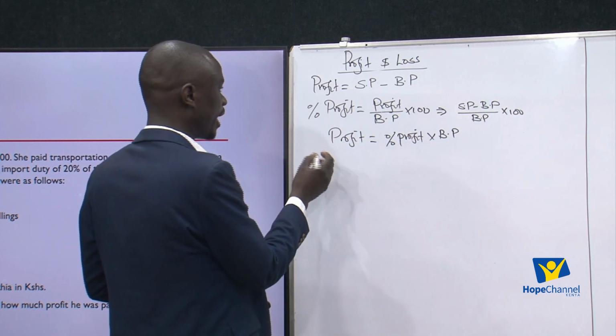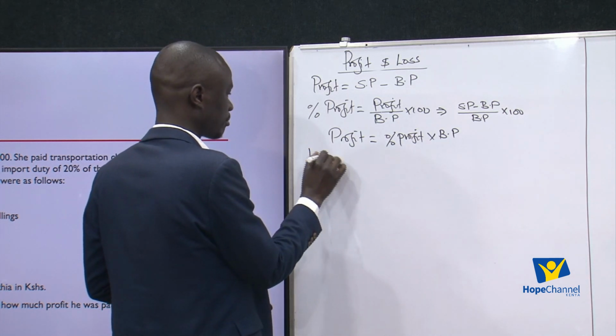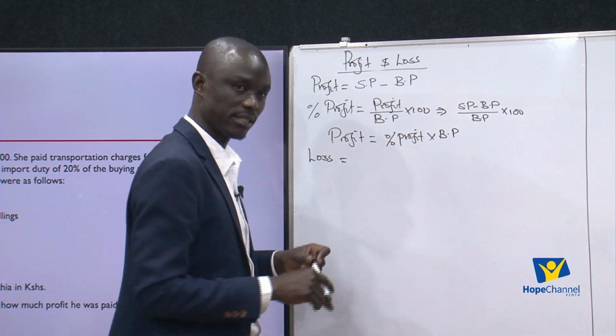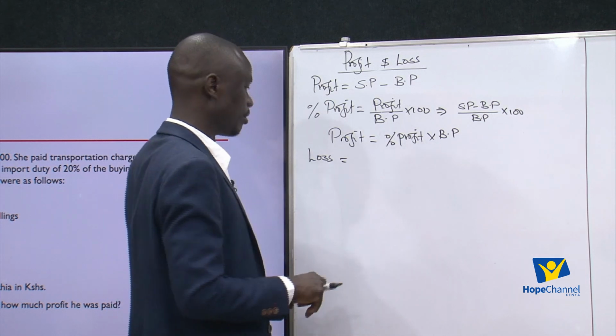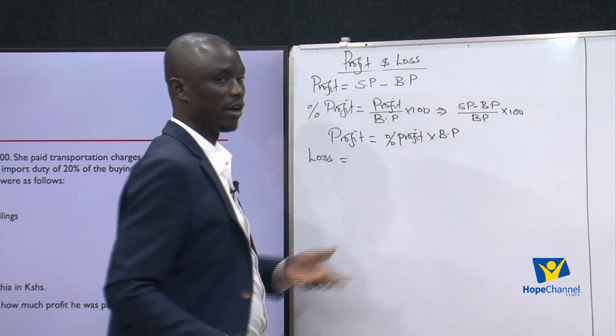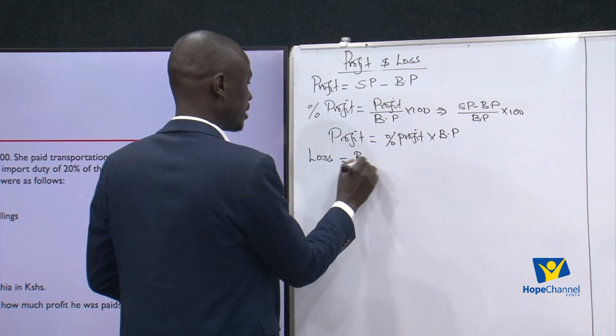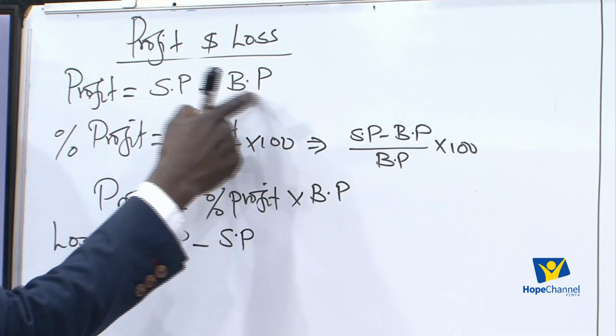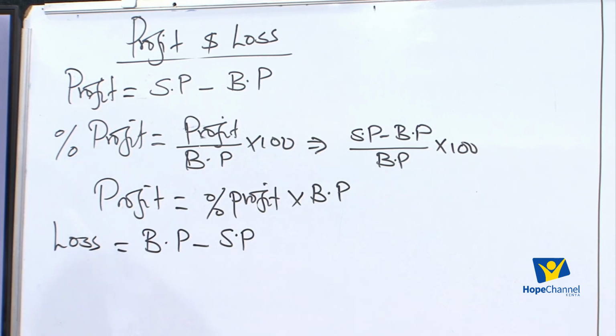Then the next one is loss. Loss and profit are the same. The only difference is that the loss is made when the buying price is now higher than the selling price. So we just say buying price minus the selling price. In other words, when the profit formula is negative, you have made a loss.